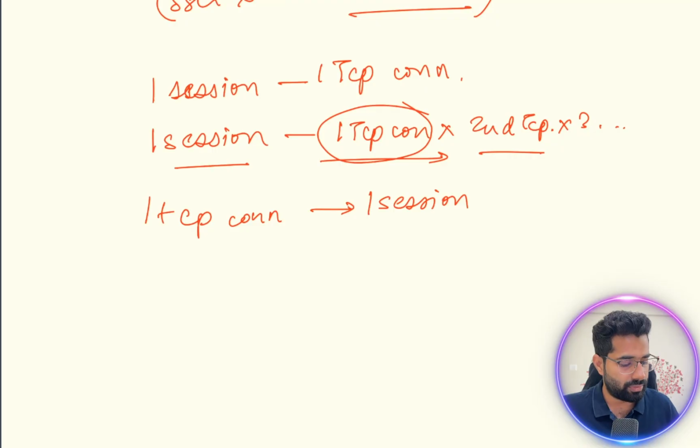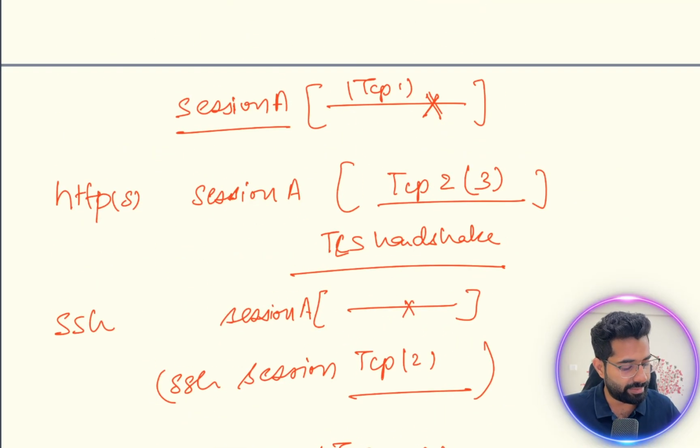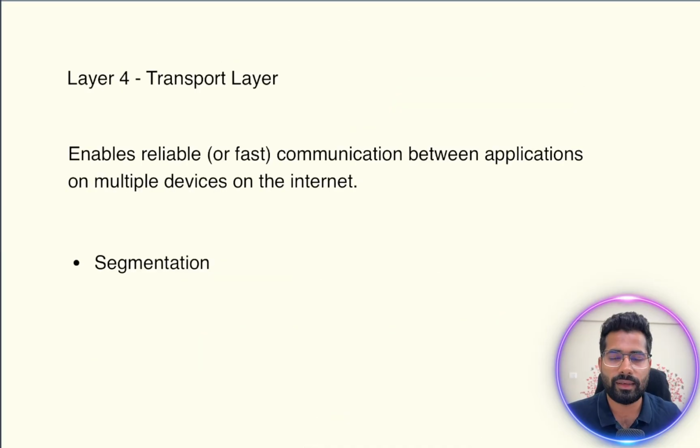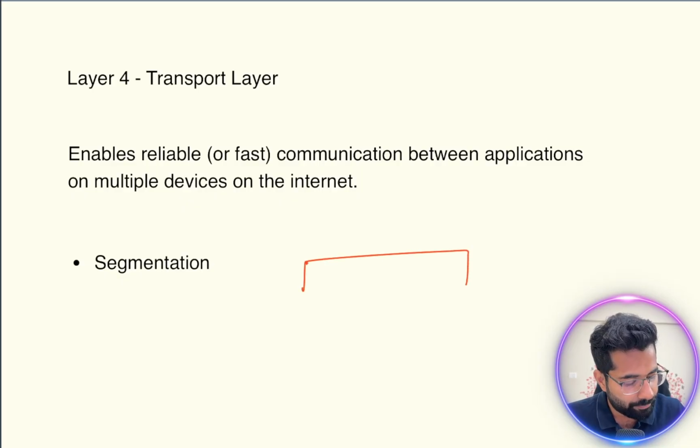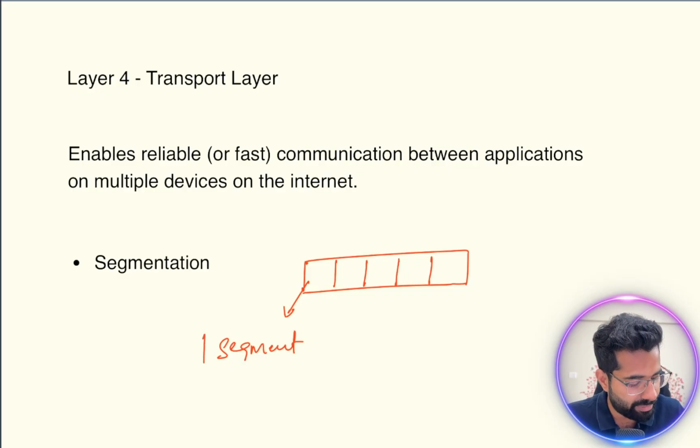So that's it for the session layer. Now we'll start with the transport layer. In the transport layer, the connections are established on which the request and the response are sent and received between applications on multiple devices in a reliable or faster manner. What happens in the transport layer is that the payload coming from your session layer is chunked into smaller pieces called segments. Now, these segments have a segment header.